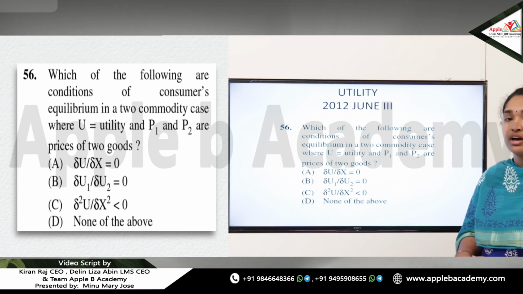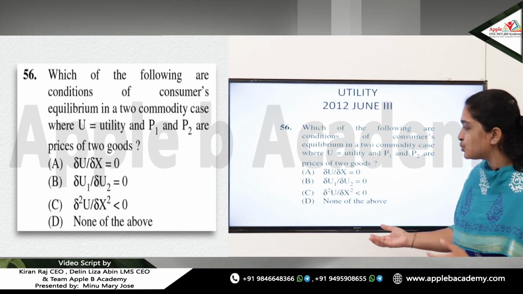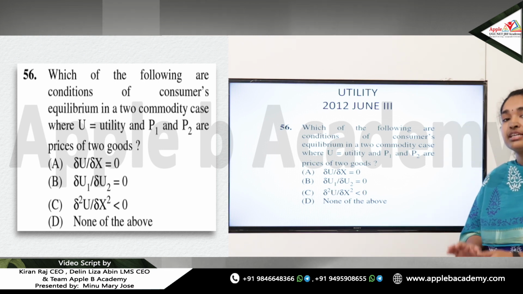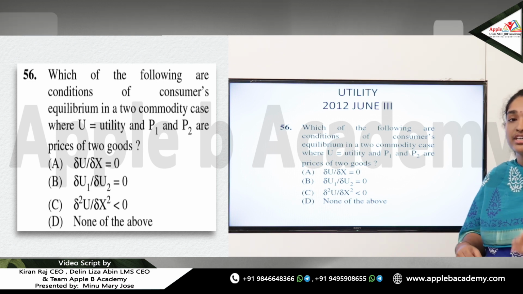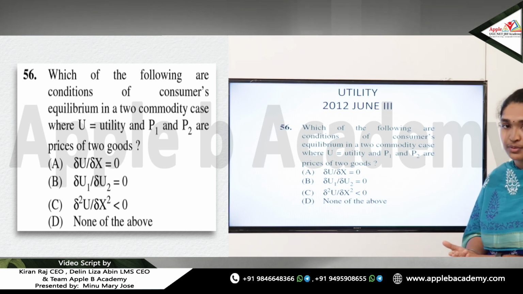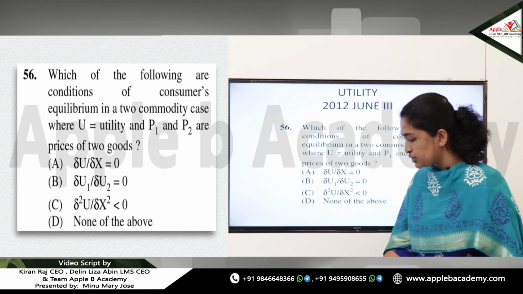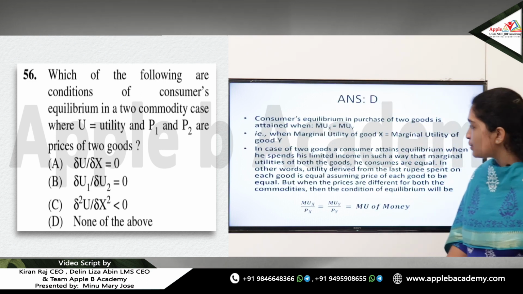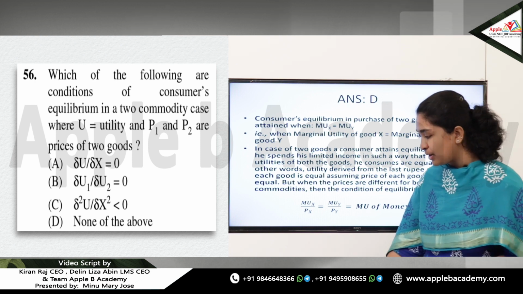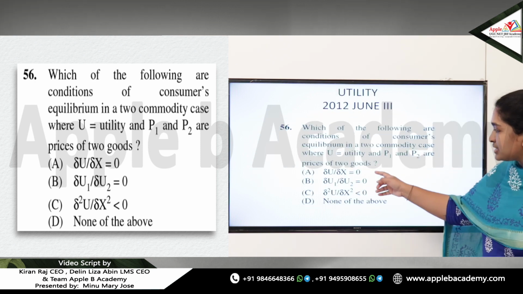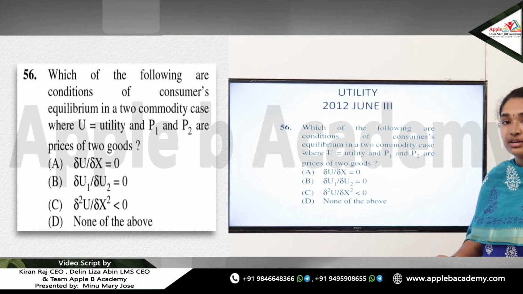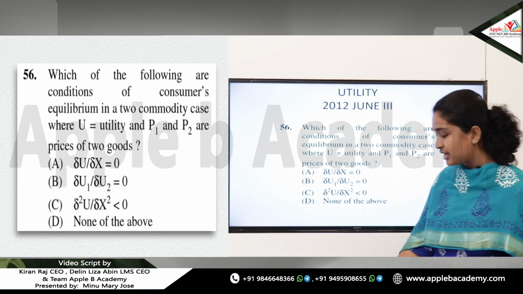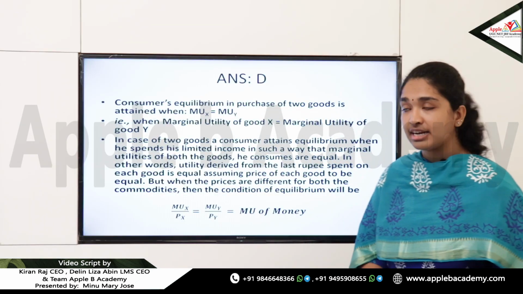Since we have to choose one of the options, it is important that we remember the condition which was given for the equilibrium under the marginal utility analysis. So we will see which one is the answer. The answer for this question is option D, none of the above. That means A, B and C are all exactly opposite of the equilibrium condition given under the marginal utility analysis. And let us see why.